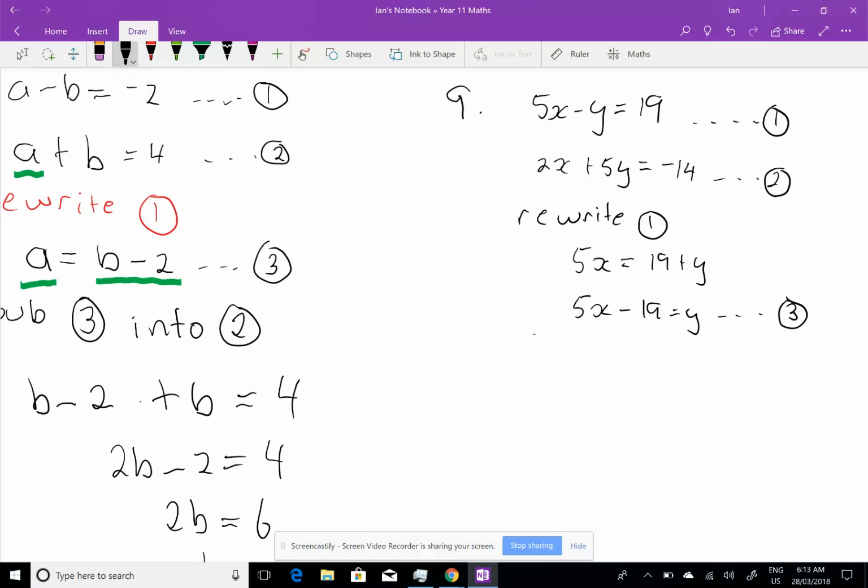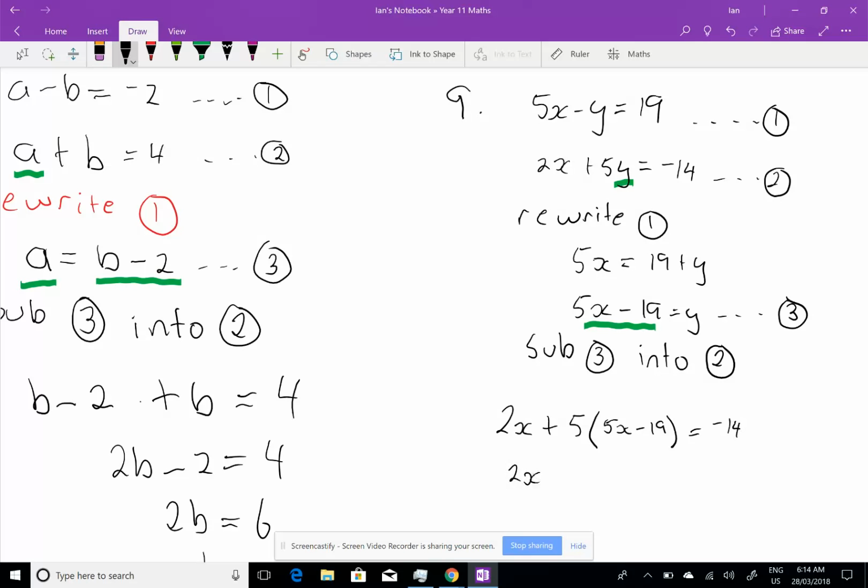And now I'm going to substitute. I'm going to sub that into equation number 2. So everywhere there is a y, I'm going to put that. So I'm going to put it in there. So 2x plus 5. Use parentheses. 5x minus 19 equals negative 14. 2x plus 25x minus 5 90s. Is that 95?